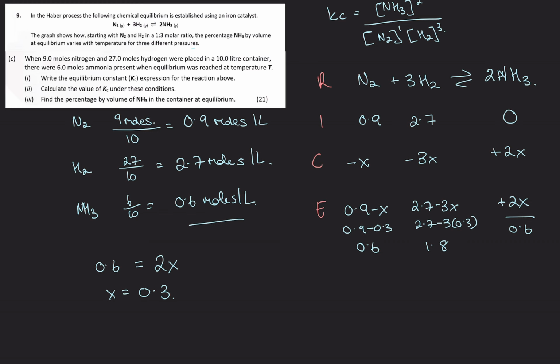So you can put them into your equilibrium constant expression. So 0.6 squared over 0.6 to the power of 1, 1.8 to the power of 3. Okay, and you'll work that all out to be 0.102 for your equilibrium constant.